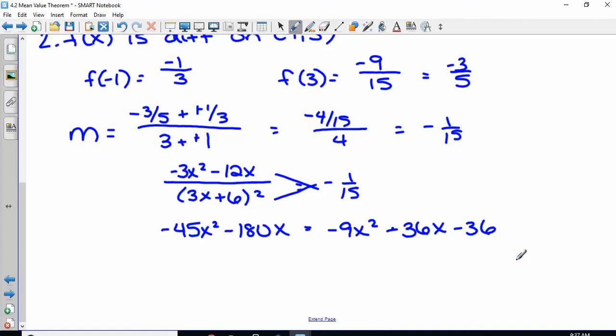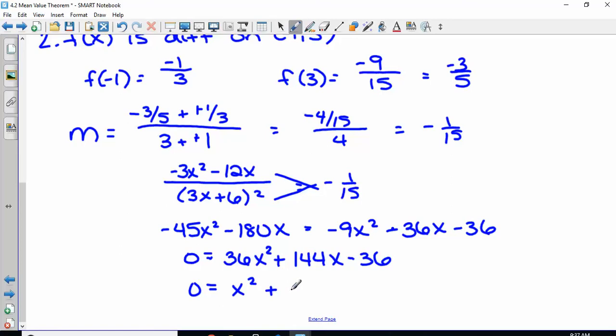Have I lost anyone? It's quadratic, so what do we set it equal to? 0. So I want my x squared to be positive. I'm going to bring it all over to the right. So if I add over my 45x, add over my 180, I think we could divide all that by 36. 144 divided by 36 is 4.